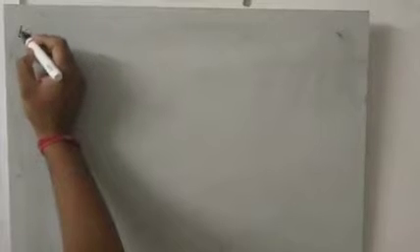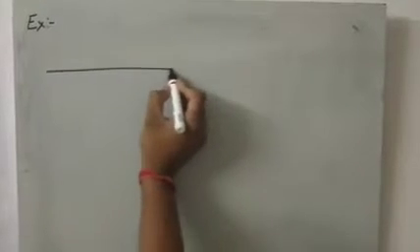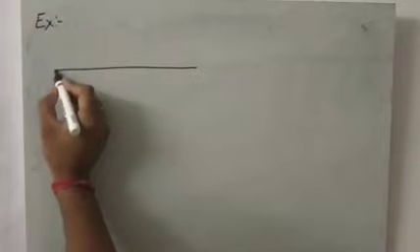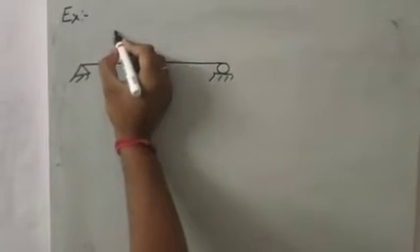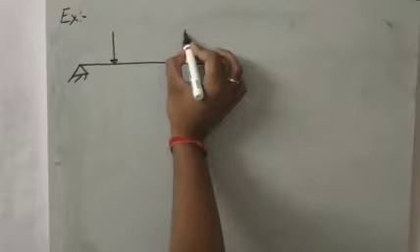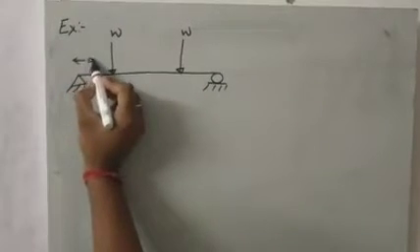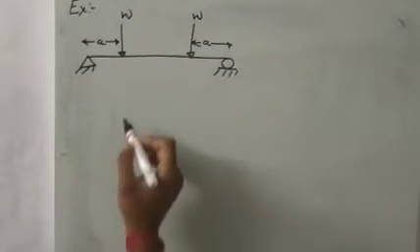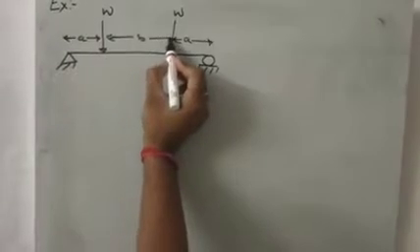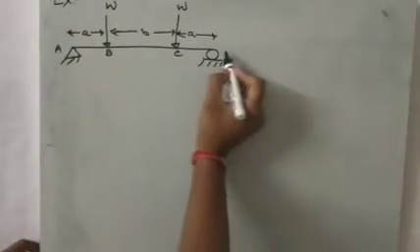Examples of the beam in the state of pure bending. Consider a simply supported beam subjected to two loads of magnitude W and W at distance a from the supports, which means they are equidistant from their supports. Load points are A, B, C and D.